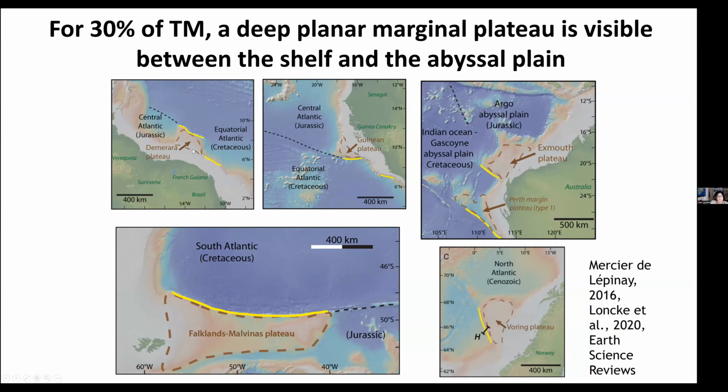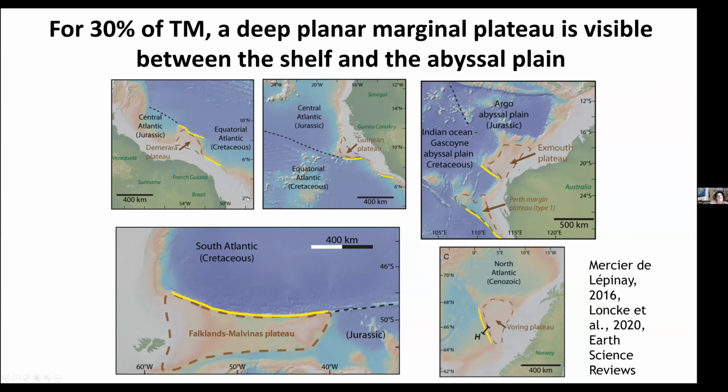So it is the case here for Demerara, for the Guinean plateau, but also for other plateaus in the world such as Exmouth, Perth, Falklands-Malvinas, and Voring here, for example. In each sketch, you can see the transform border in yellow.